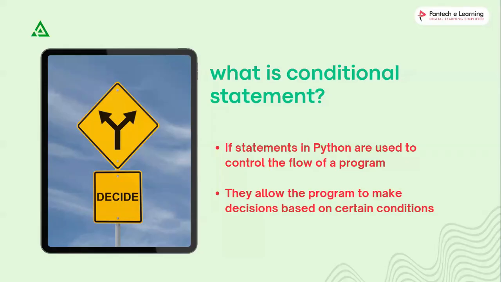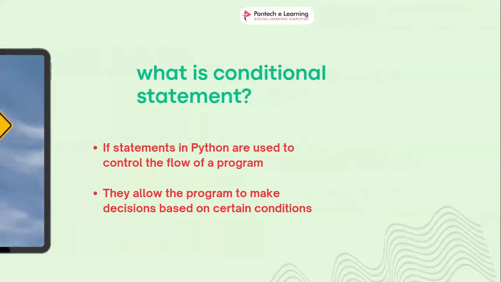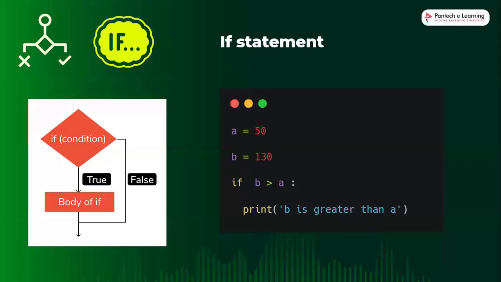So we create one program. In that program, the output will be true or false. The condition will be met or not. This kind of decision we can make is called a conditional statement. Okay, so first one, the if statement. How does the if statement work? We can create one particular condition.